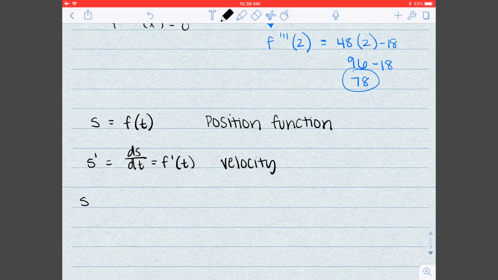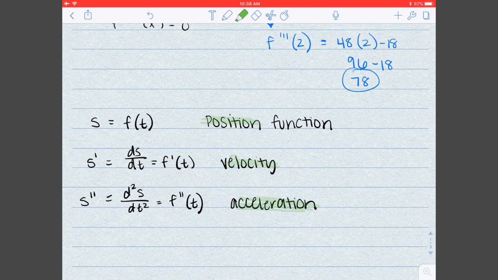And then if you want to find s double prime, which is equal to d squared s over dt squared, that's finding the second derivative of your f function with respect to t. That is going to represent acceleration. So as you go to do real world applications and you're being asked to identify position, velocity, and acceleration, you know that they all come from each other in that order. Position is the original, velocity is your first derivative, and acceleration is your second derivative.